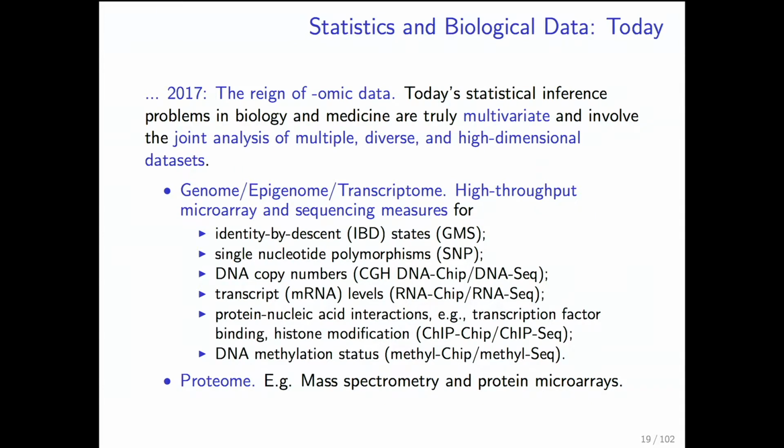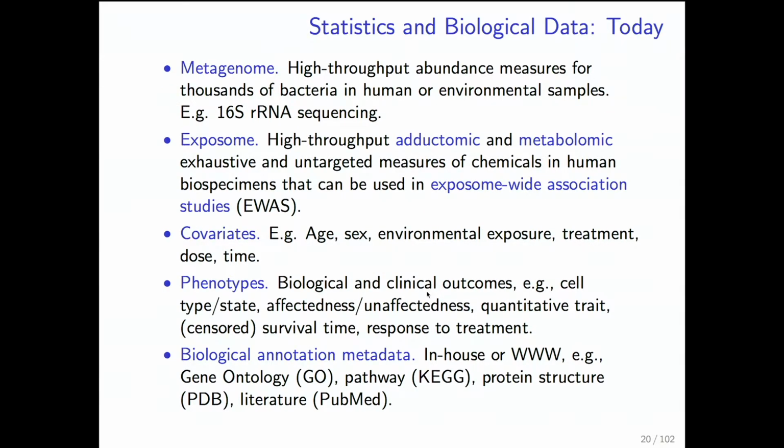So today's statistical inference questions in biology are truly multivariate. They involve the joint analysis of multiple, diverse, and high-dimensional data sets. In particular, we have data for entire genomes, transcriptomes, epigenomes, proteomes, metagenomes, exposomes, and so on. We have phenotype data, and we also have biological annotation metadata. By metadata, I mean data on data. So this would be data that you find on the web in databases for gene ontology, or gene pathways, protein structure, or literature data from PubMed.